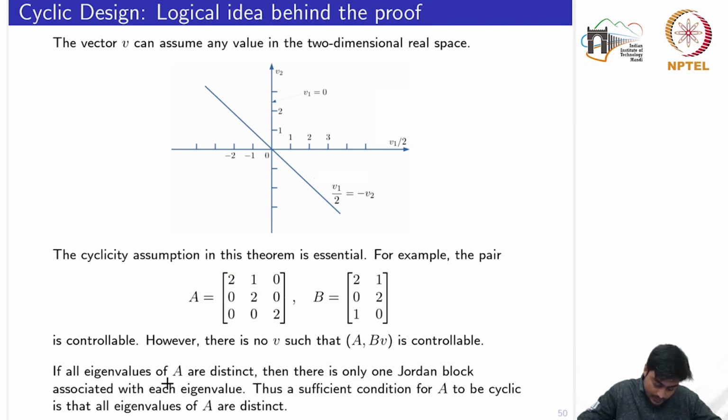If all the eigenvalues of A are distinct, then it is already ensured that there would be only one Jordan block associated with every eigenvalue. So a sufficient condition for A to be cyclic is that all eigenvalues of A are distinct. This is pretty much straightforward. It is only a problem if the matrix A has repeated eigenvalues. So we need to see whether there is only one Jordan block associated with the repeated eigenvalue.